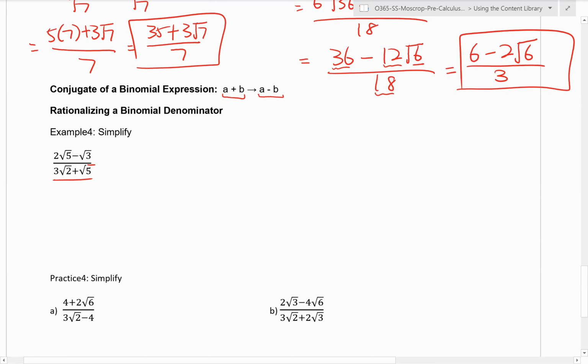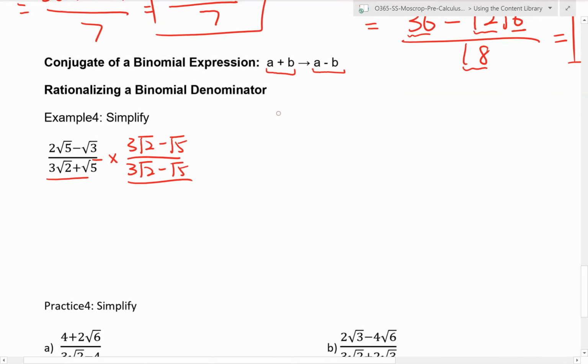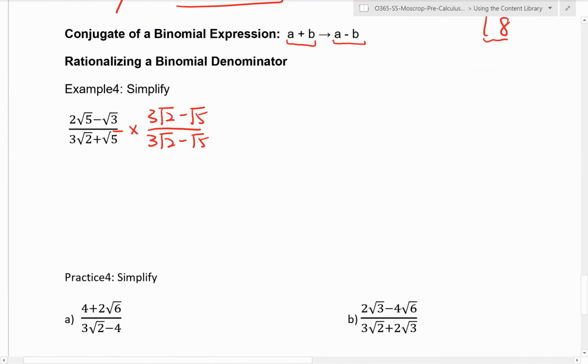And why do we do that? Well, recall from earlier examples, if we multiply this by 3 root 2 minus root 5 over 3 root 2 minus root 5, you can see these two are basically the same thing except one is a plus, one's a minus. So what that does is it's going to create the difference of squares. So the middle terms will cancel out. I'm going to show you everything in this first example though, okay?